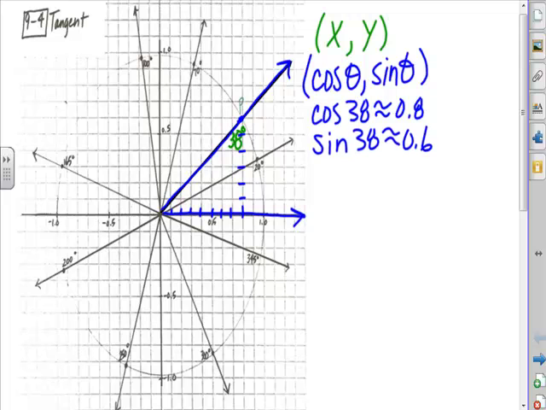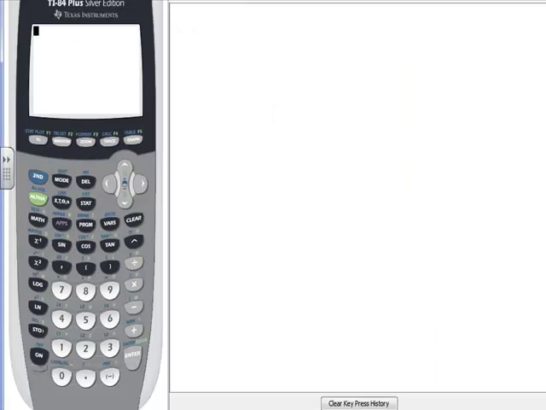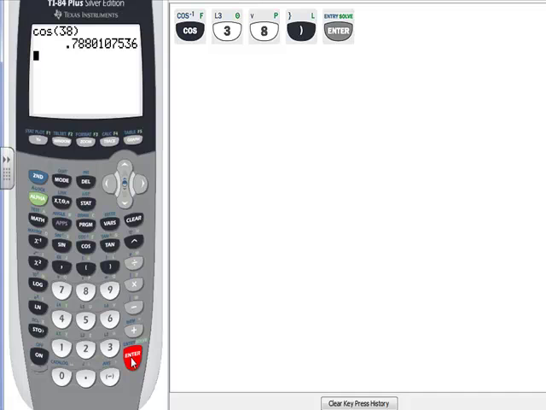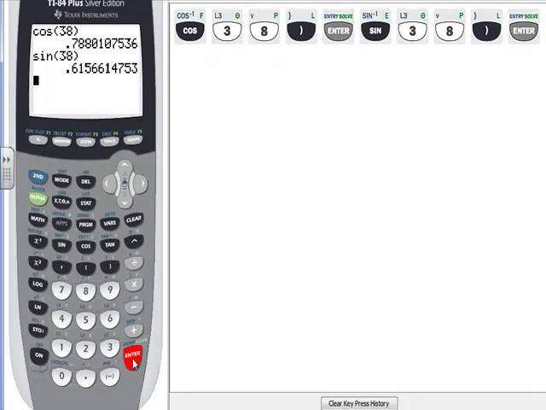Now just for kicks, I'm going to bring up my calculator to see how close that is. So the cosine of 38 is 0.7880. This is just a piece of graph paper, so if we rounded, it would be 0.8. And if I put in the sine of 38 and hit enter, I get 0.61. And once again, if I were to round to tenths, I would get 0.6.